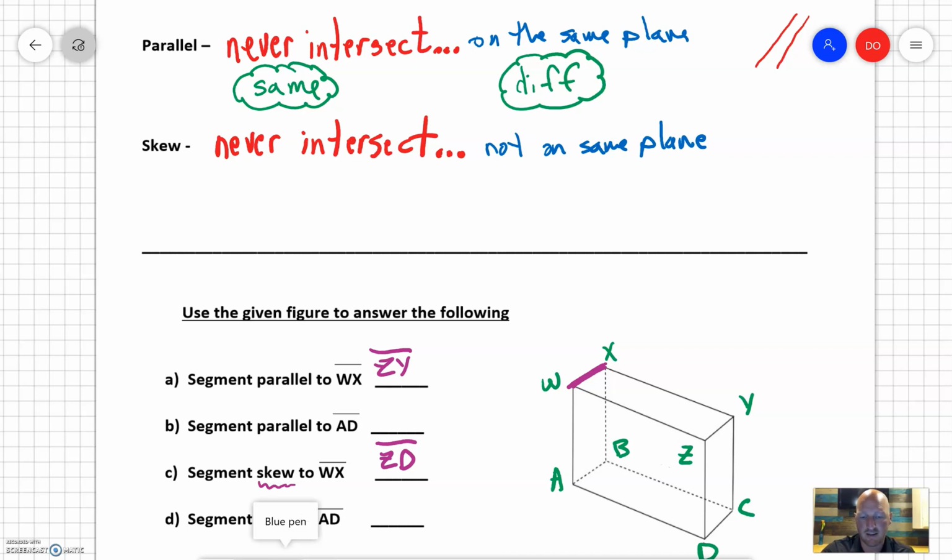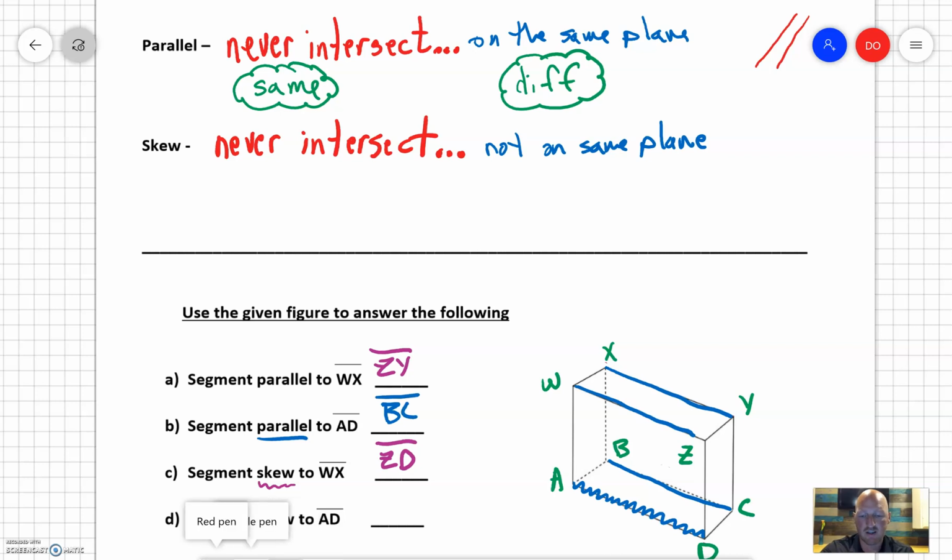Now if we look at a new segment, AD, so here's my new defined segment. If we start first with parallel, which is in part B, segments that are parallel to AD, again I'm just looking for segments that travel in the same direction from that left to right movement, which would be segments WZ, XY, and BC. Any of those would work for parallel to segment AD.